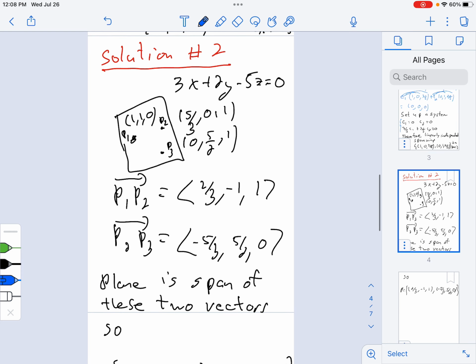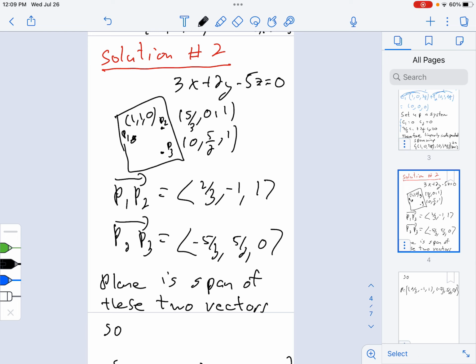All right, so solution number 2. The second solution is more geometric in nature. The way it works is this equation describes a plane in R3. With a plane, you have these points that you could pick that are on there, and I'll go over why I'm picking points in a second.